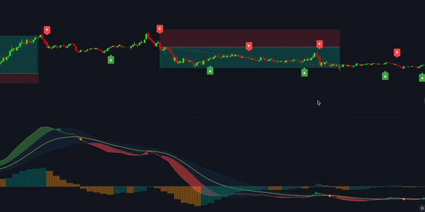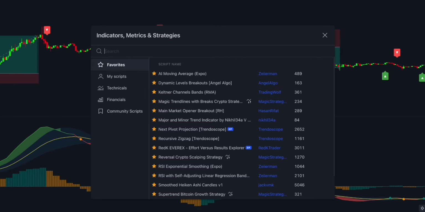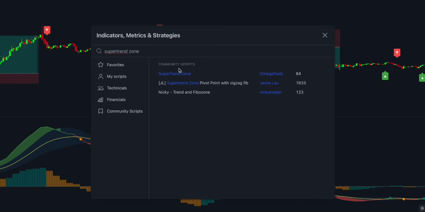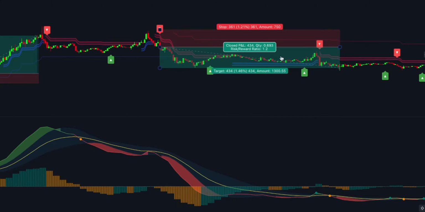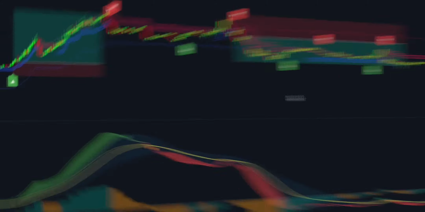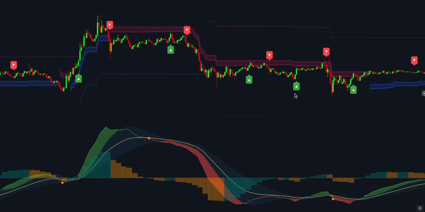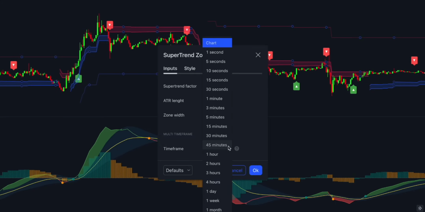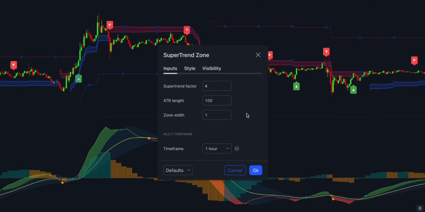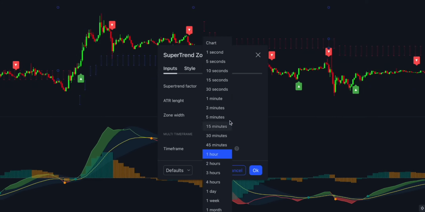So open the indicators again and search for Super Trend Zone by Omega Tools. This simple trading indicator is designed to quickly identify and visualize short and long-term trends in any market. The primary purpose of the Super Trend Zone indicator is to recognize and visualize the dominant trend in a more intuitive and user-friendly format. This indicator is also multi-time frame. For example, if we change the time frame to a higher one, the plots will appear dashed. I recommend keeping the setting as default.